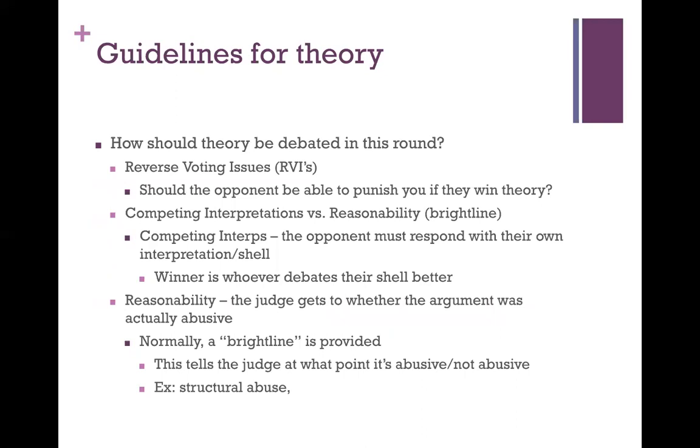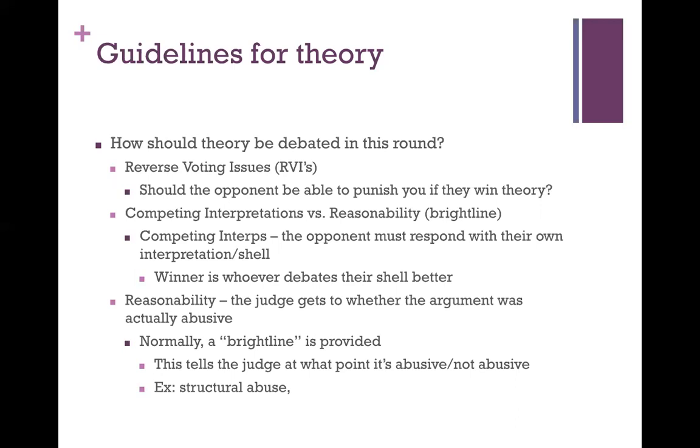Reverse voting issues, or RVIs: should the opponent be able to punish you if they win your theory shell? Which means, if their argument on your theory shell is better, should they win? Competing interpretations versus reasonability, which includes a bright line. Under competing interps, the opponent must respond with their own interpretation or shell, and if they don't, you can win off a risk of offense. If there's a risk that you're more fair or more educational than your opponent, then you win off of competing interps. And the winner is whoever debates their shell better under competing interps.